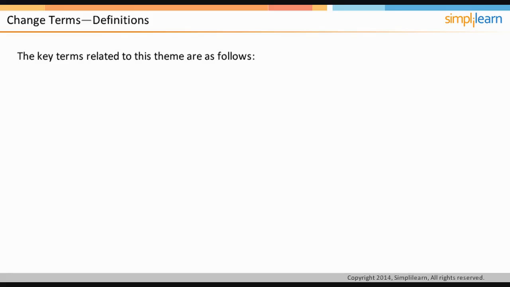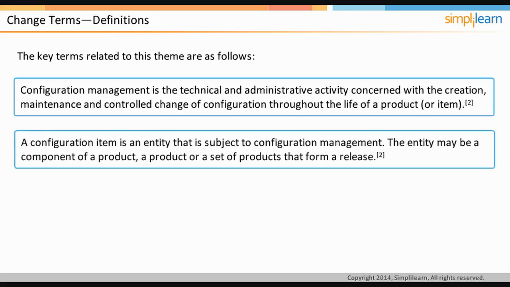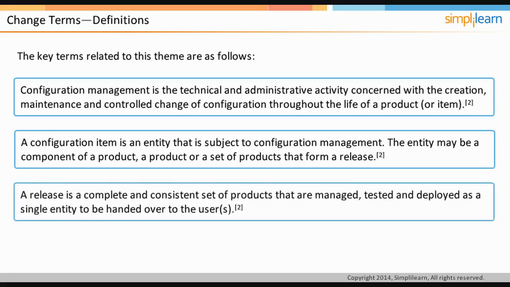Before we discuss the procedures, let us understand the key terms related to this theme. Configuration management is defined as activities to create, maintain, and control the changes of configuration items throughout the life of a product. Configuration item is defined as an entity that is subjected to configuration management. The entity may be a component of a product or set of products. A release is a complete and consistent set of products that are managed, tested, and deployed as a single entity to hand over to the users.